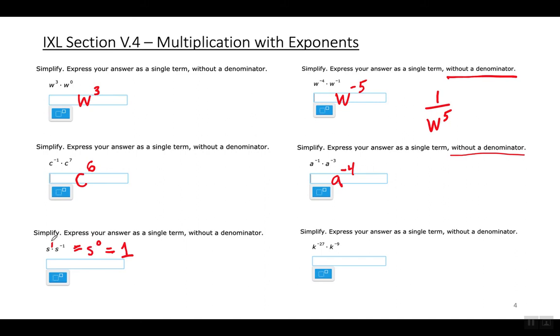Alright? So here when I add the exponents, I'm going to get s to the 0 power. Remember, any non-zero number to the 0 power will always equal 1. So the answer here is 1. And then this one, pretty straightforward. Just add the exponents, and you're going to get k to the negative 36 power.